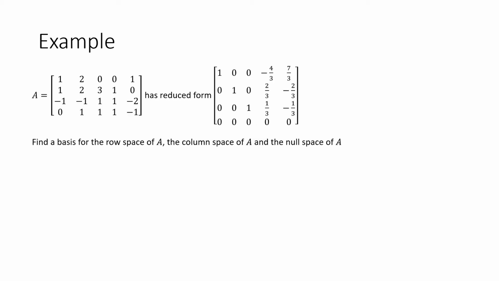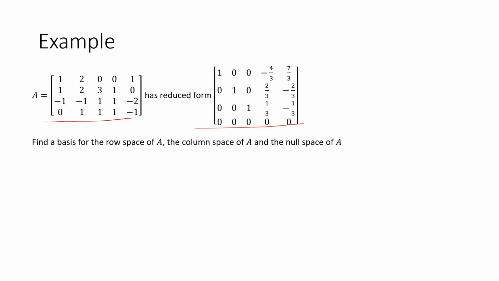So here's an example. Now we're going to see what all of these things together do. This is an example, and I've given you both the original matrix and the row reduced matrix. What's the row space of A, and what's the column space of A, or what's a basis for them, and what's a basis for the null space?